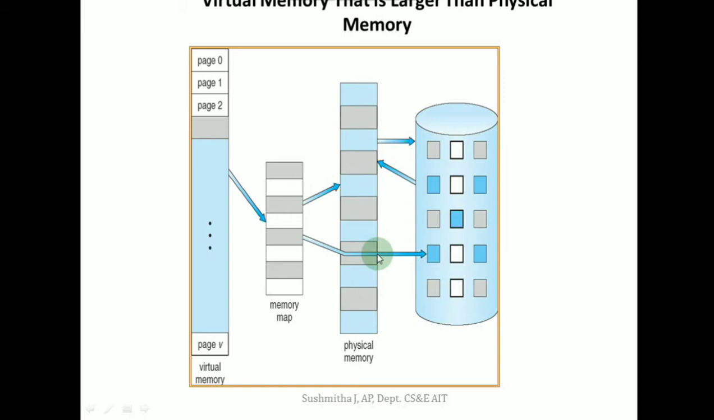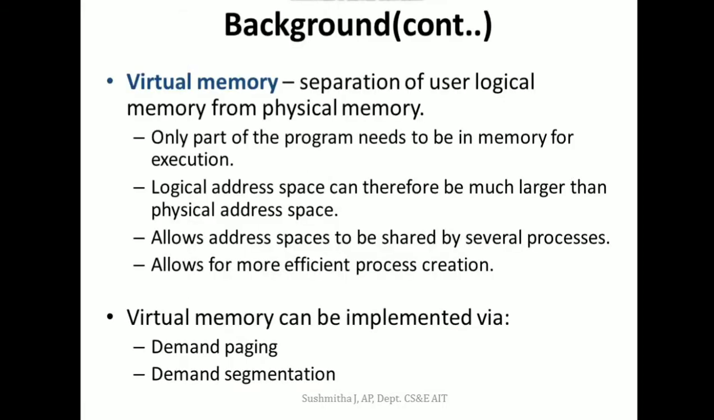Virtual memory also allows files and memory to be shared by several processes through page sharing, which we have addressed in the last chapter. Now, how do I implement this virtual memory? There are two techniques of implementing virtual memory. One is demand paging and the other one is demand segmentation.